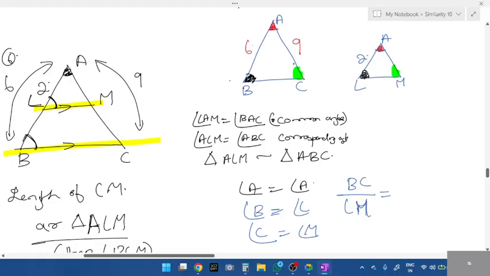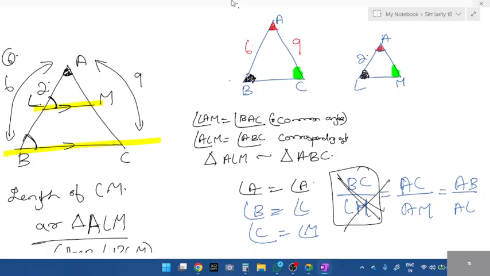Opposite to angle B, what is given? AC. AC divided by opposite to L, AM. Very good. Third one, C and M. Opposite to C, what is given? AB divided by opposite to M, AL. Then substitute the values, students. Are the BC and LM values given? Not even a single value is given, right?